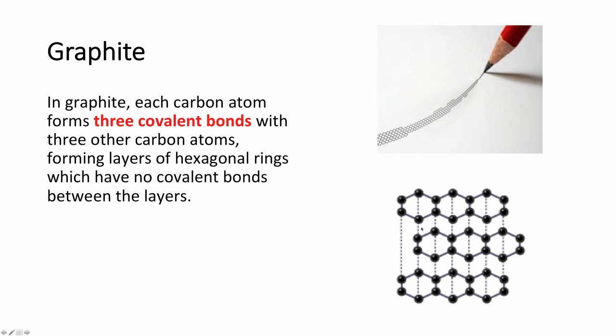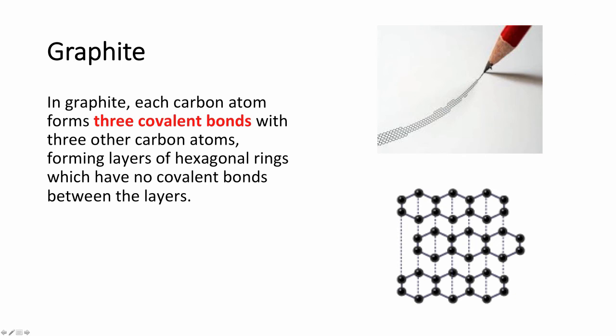However, its fourth electron is delocalized between the layers, which means that it has delocalized electrons which can carry charge, so graphite can conduct electricity. It also means that it has weak intermolecular forces between the layers, which means that it can be used as a lubricant because these layers can slide off quite easily.